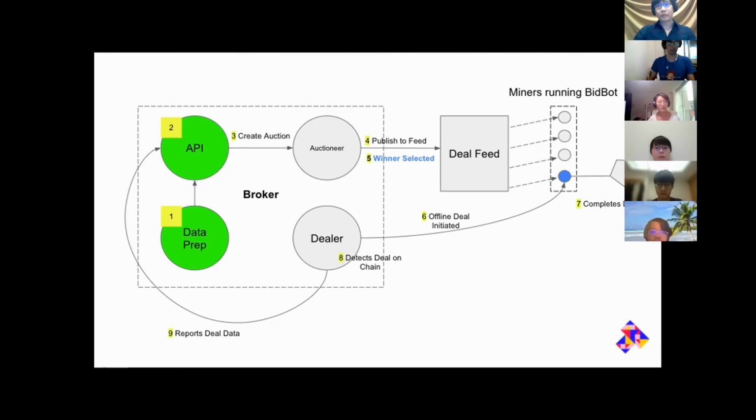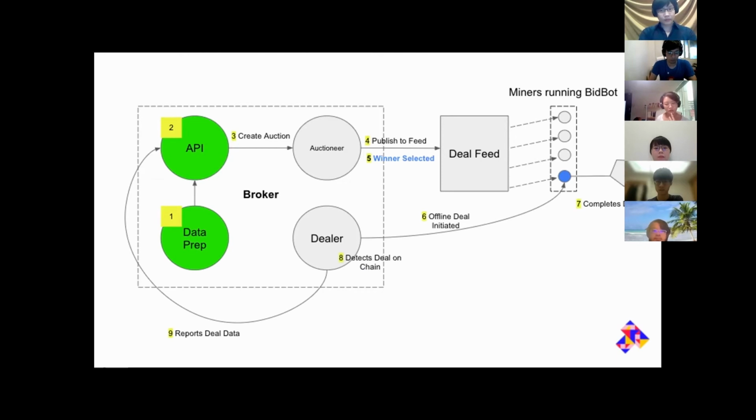When the request is sent, it gets sent to the auctioneer who creates an auction. The auction is then published onto an auction feed where miners bid on the deal via a bid bot. Winning miners will be granted permission to the deal. Once that's complete, it goes to the dealer, where the dealer will send the offline deal to the winning miner. The winning miner will then complete the deal process by importing the car file and then storing it on chain. Once the offline deal has been stored on chain, the deal information will be callable by the user via API.